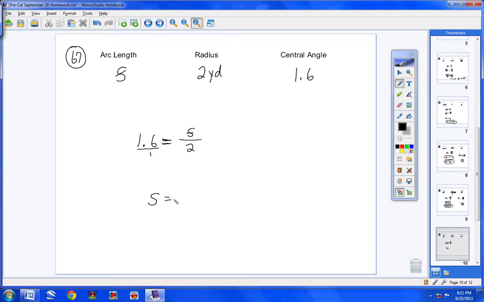1.6 times 2 would be 3.2. So we're done. That's it. Pretty simple. S equals 3.2 yards.